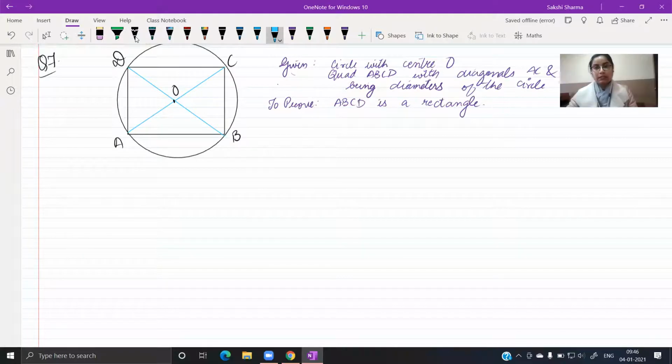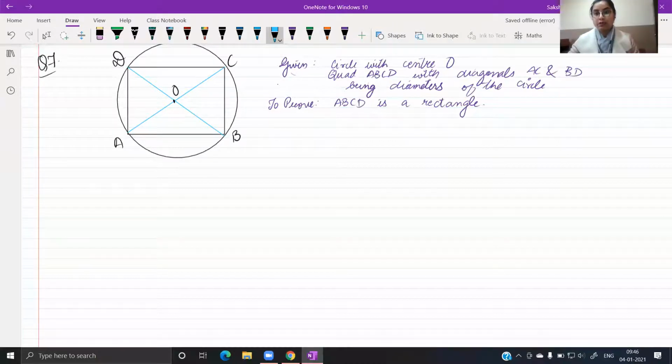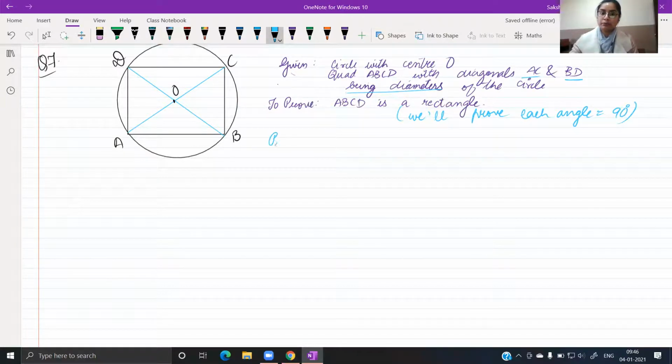So you are given a circle with center O, quadrilateral ABCD with diagonals AC and BD being diameters of the circle. So AC and BD are diameters. You have to prove that ABCD is a rectangle. Just writing for you that we will prove each angle equals 90 degrees. This is what we are going to do.